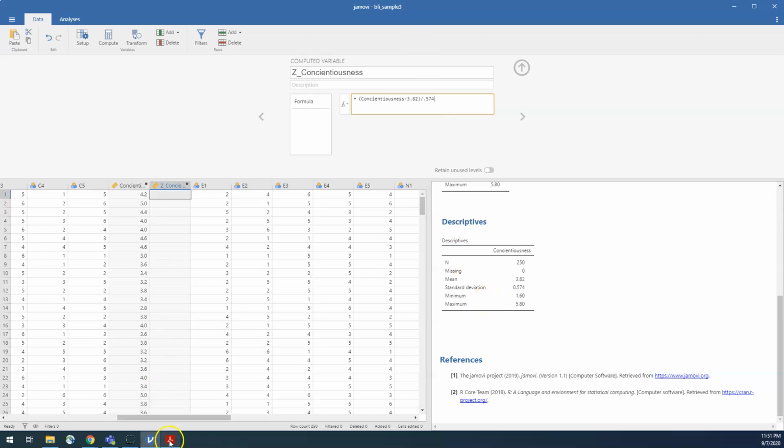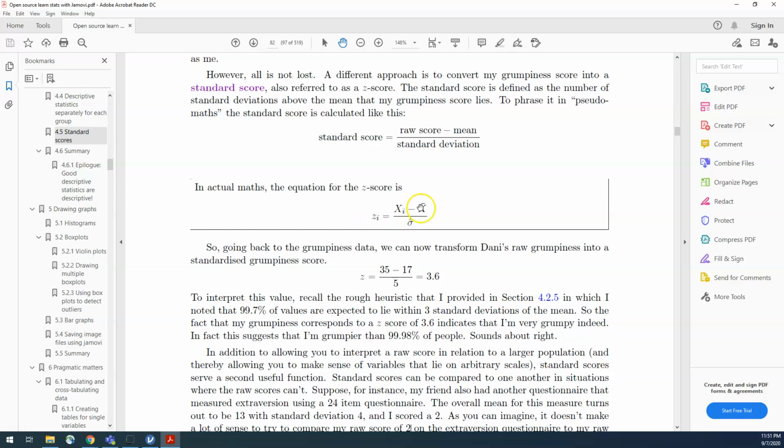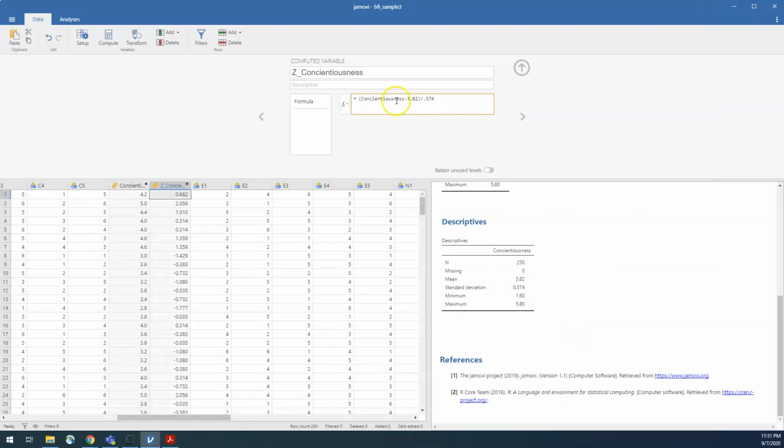Alright, remember, I'm just going to show you once more, that's the z formula. The score minus the mean of that set of scores divided by the standard deviation. So the score, conscientiousness, whatever that person got on that variable, minus the mean of conscientiousness, which we just computed here, divided by the standard deviation of conscientiousness, which we computed there. If I push enter here, that will give me this new variable of conscientiousness z-transformed.